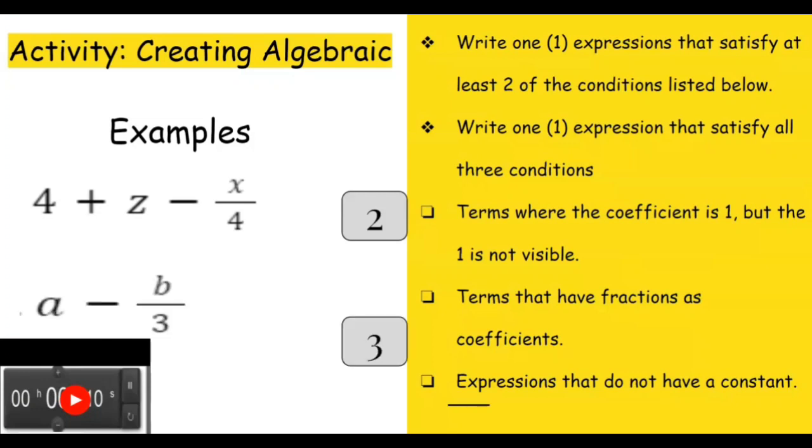Let's look at one that satisfies all three conditions. So again, my a has a coefficient of 1, but it's not showing because 1 times a is a. Yes, there's a fractional component, which is negative b thirds. The coefficient of b would be 1/3. And of course, the expression does not have a constant.